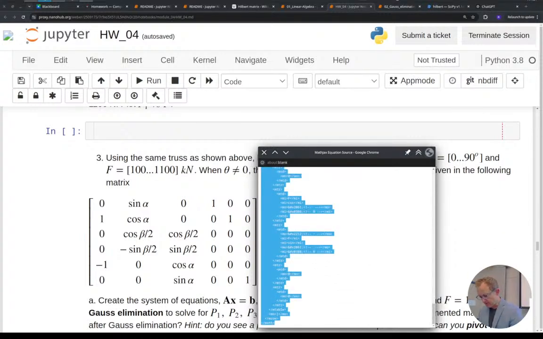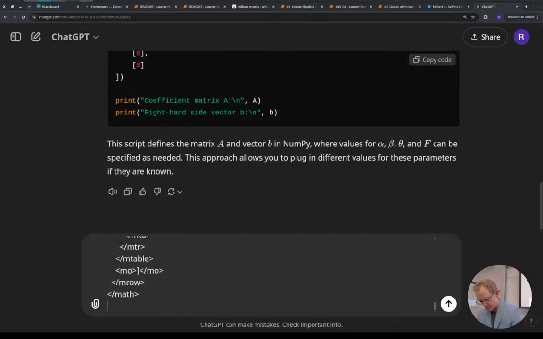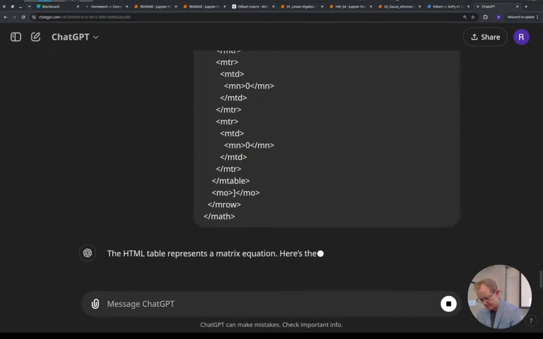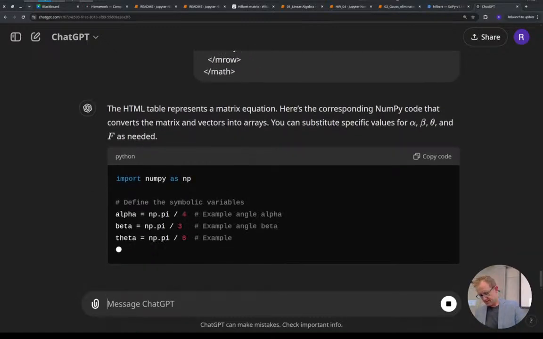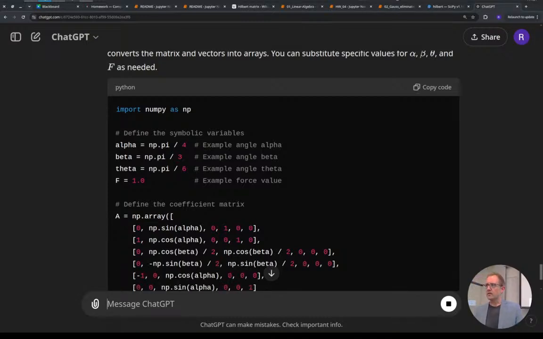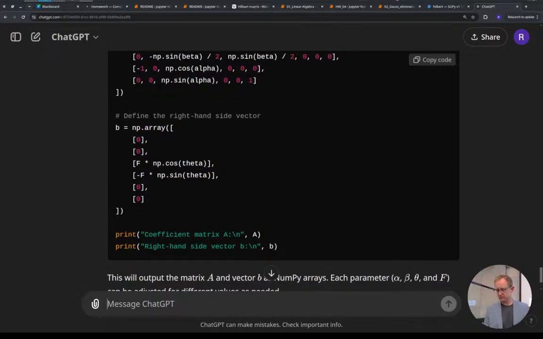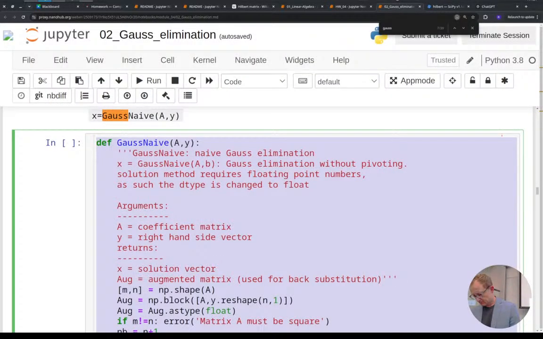So I could give that to ChatGPT too. Convert this HTML table to a NumPy. Yeah, and it does a pretty good job of interpreting that. So whether you use the HTML or the actual LaTeX, if you have the code in a nice format, it'll pop it in pretty easy. So that's good to know.